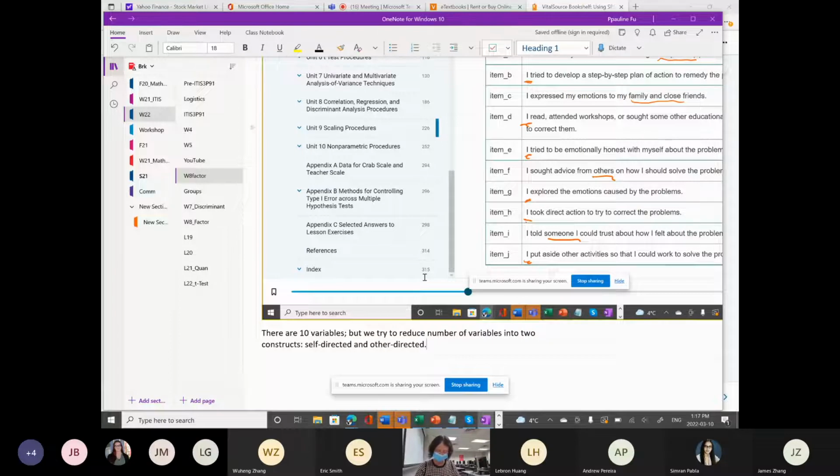So why do we do factor analysis? Basically, it is a data reduction technique. Now, when you do factor analysis, there are 2 stages. One is factor extraction. The other is factor rotation. Factor extraction.